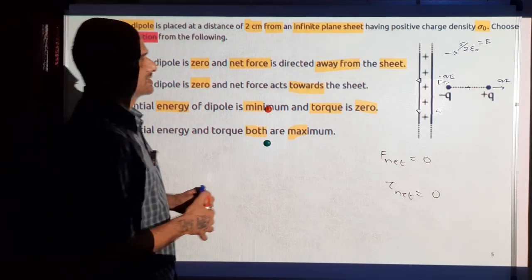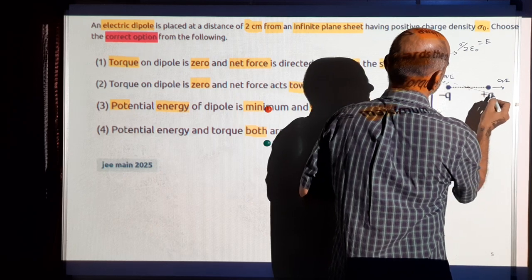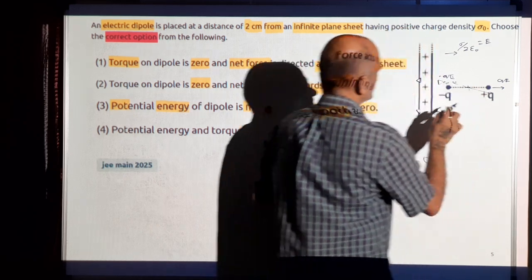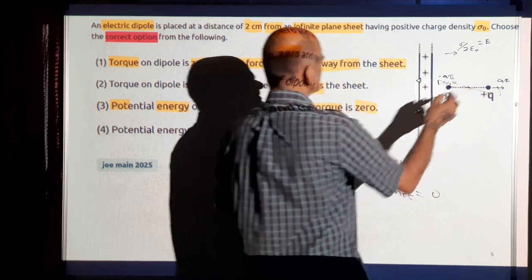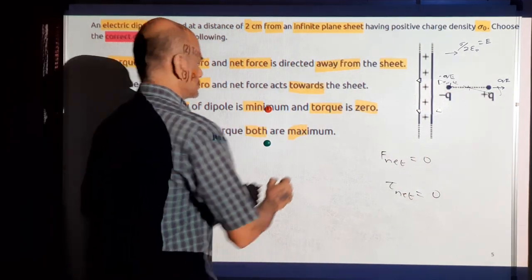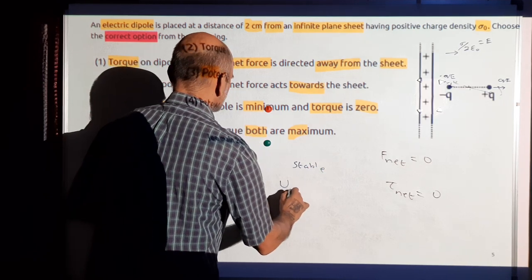And if I disturb this thing from this position like this, so plus Q comes here and minus Q here. So there is a force like this, which will try to bring it back to the equilibrium position. So this is a stable equilibrium position. Stable equilibrium position means the corresponding potential energy is minimum.